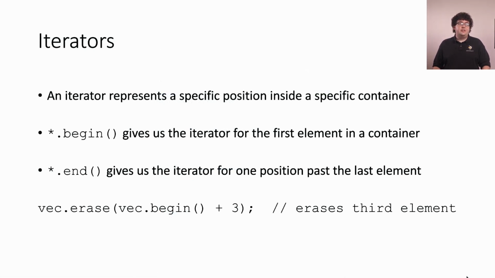Iterators are a powerful abstraction that lets us write generic algorithms that work on many container types. An individual iterator represents a specific position inside a specific container. For example, we can get the iterator that represents the first element in our vector by calling its begin function. Its sibling function end gives us an iterator positioned 1 slot after the last element in the container. So if we wanted to erase the 3rd element from our vector, we could add 3 to the iterator that we got from begin. This takes that iterator representing the first position and moves it down to the 3rd position, then passes that shifted iterator to the erase function so it knows to erase the 3rd element. We'll be talking much more about iterators in later videos.